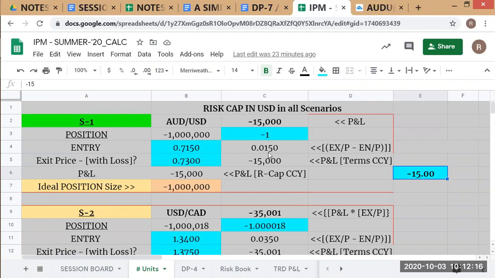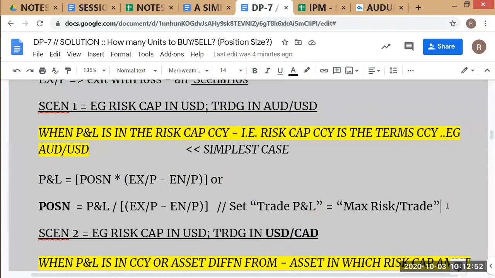Exit minus entry is over here: the 73 exit price minus the entry price. To make it easy to calculate, I've broken it up into pieces and then we are just dividing. The answer, the ideal position size, is the result of modeling the position size. As given in our formula, it is PNL divided by this expression. So this is how you model the position size.